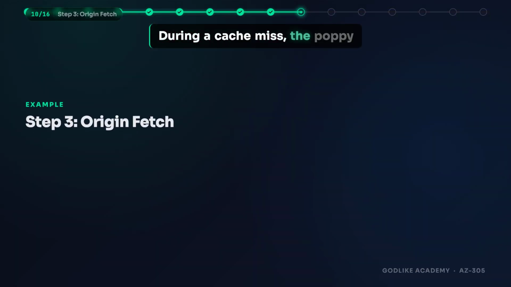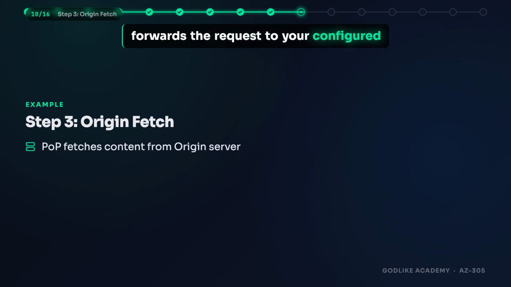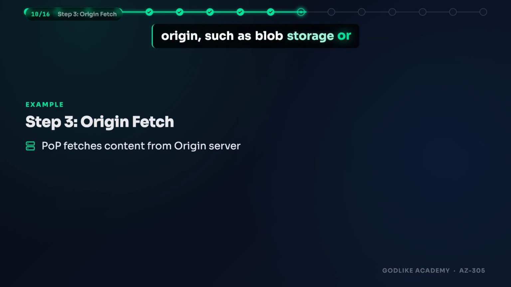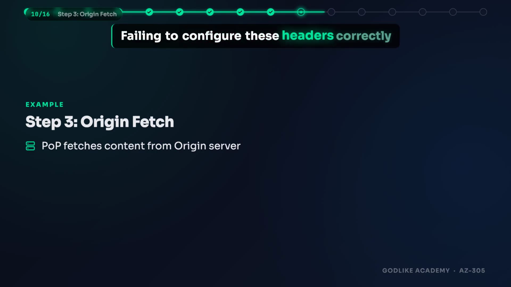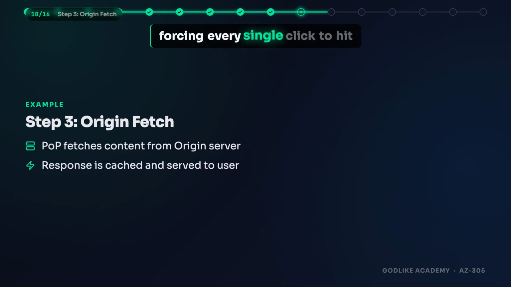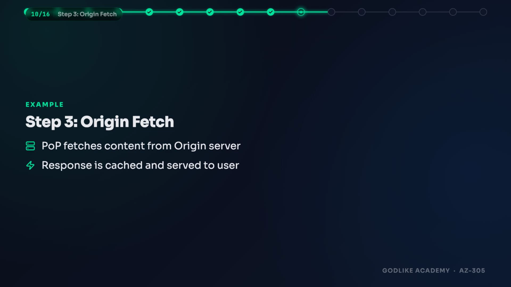During a cache miss, the POP forwards the request to your configured origin, such as blob storage or a web app. The origin processes the request and returns the response. The CDN then caches this response based on cache control headers and serves it to the user. Subsequent requests for the same asset will now hit the edge cache, completing the optimization loop. Failing to configure these headers correctly will bypass the entire caching layer, forcing every single click to hit your backend directly.